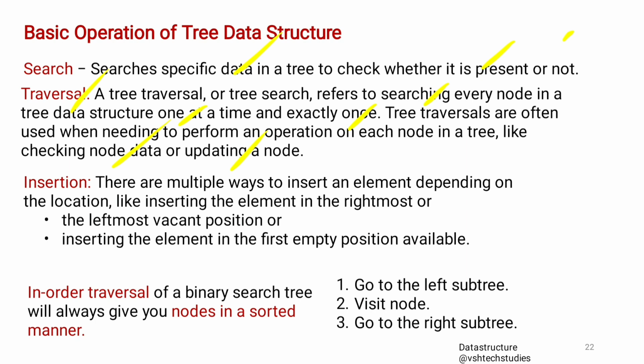Okay. Insertion. There are multiple ways to insert an element depending on the location, like inserting element in rightmost or leftmost vacant position, or inserting the element in first empty position available. So insertion is another operation that is done on tree data structure. Then there are different orders of traversals. They will give the data. Nodes means data here. They will give the data in sorted manner.